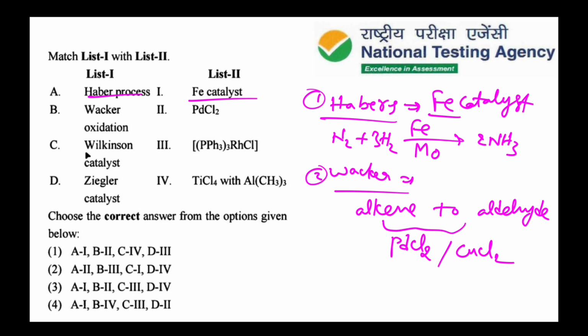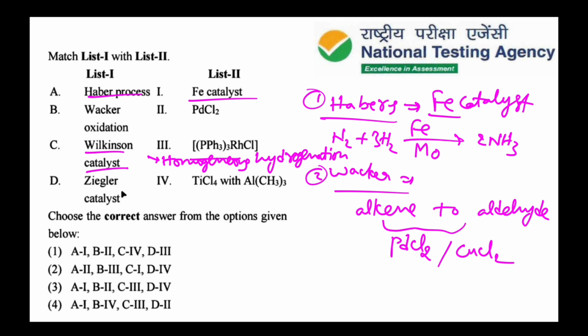Next, Wilkinson catalyst. In Wilkinson catalyst we use tris(triphenylphosphine)rhodium chloride. This is a homogeneous hydrogenation catalyst. Homogeneous hydrogenation, that is Wilkinson catalyst, tris(triphenylphosphine)rhodium chloride.